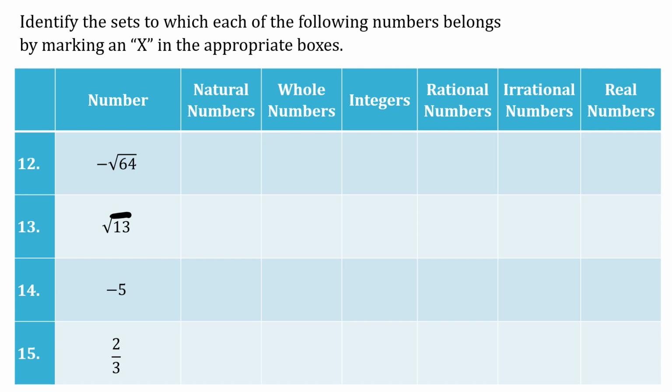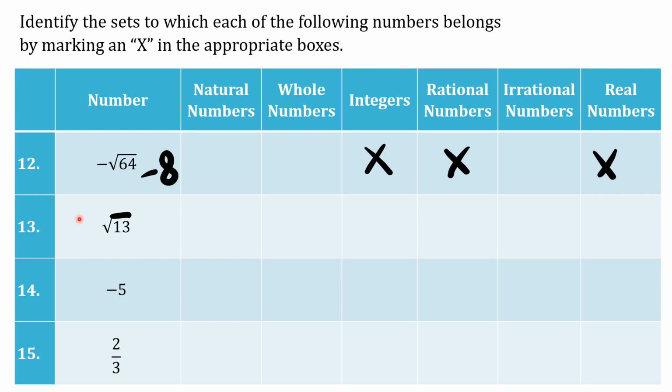All right, finishing up this little table, we've got negative square root of 64. What does that simplify to? 64 is a perfect square. So that simplifies to negative 8. Negative 8 is not a natural number, not a whole number. Those aren't allowed to be negative. But it is an integer. And it is a rational number. You could write it as negative 8 over 1 or negative 16 over 2. It's not irrational. Remember, it's the opposite of rational. So if it's rational, then it's not irrational. And it's also real.